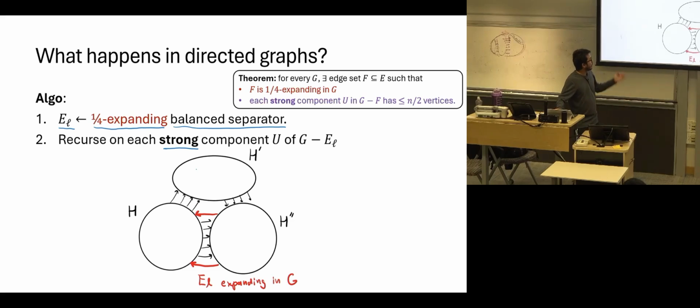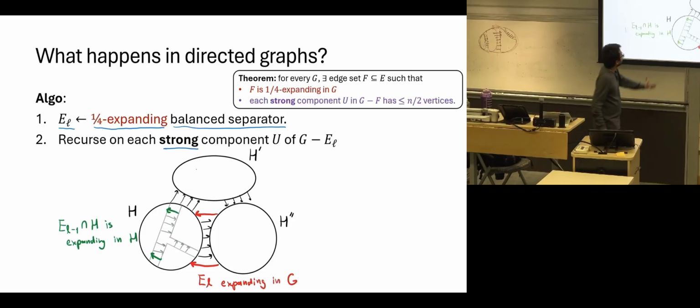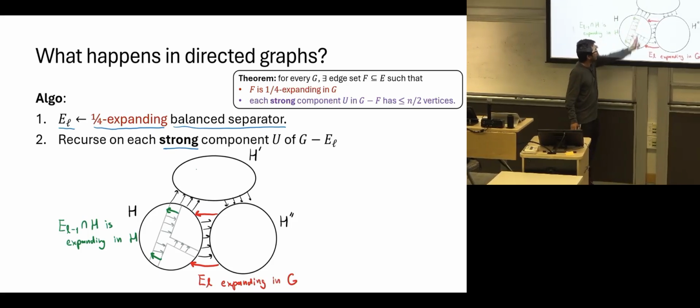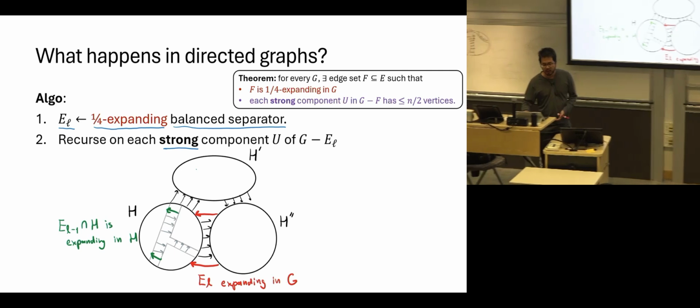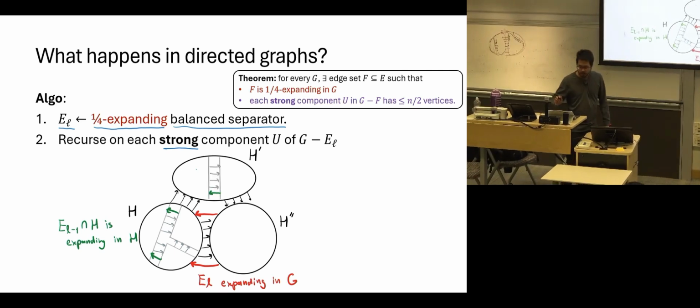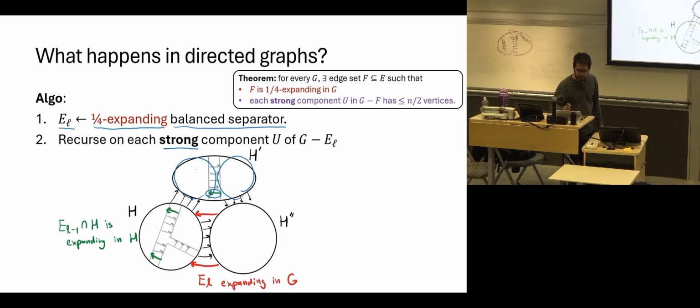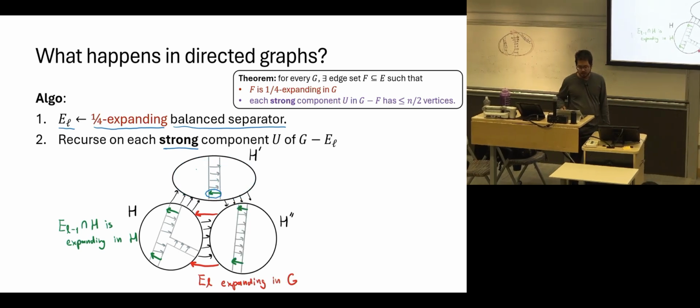In each component, just recurse, and maybe you get something like this. If I remove just two edges here, then I get three components like this, that are connected in a DAG-like way. And this green thing is expanding inside H. And recurse on each part in H prime. This is like an edge that separates a strong component into 2.